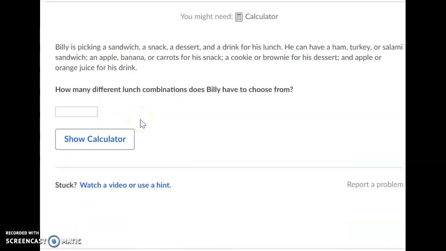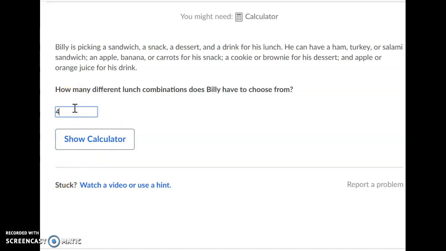Billy's picking a sandwich, a snack, a dessert, and a drink for lunch. He can have a ham, turkey, or salami sandwich. So there are 4 types of sandwiches. An apple, banana, or carrots for his snack. So 3 types of snacks. A cookie or a brownie, 2 types of dessert. And apple or orange juice for his drink. So 2 types of drinks. So you have 4 types of sandwiches times 3 types of snacks. So 4 times 3 is 12. Times 2 types of dessert would be 24. Times 2 types of drinks would be 48.